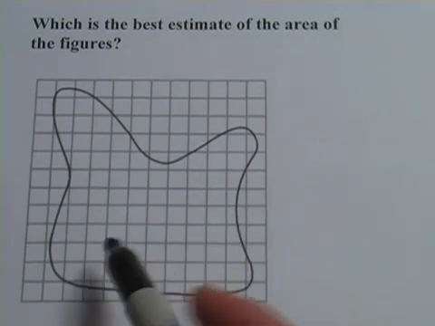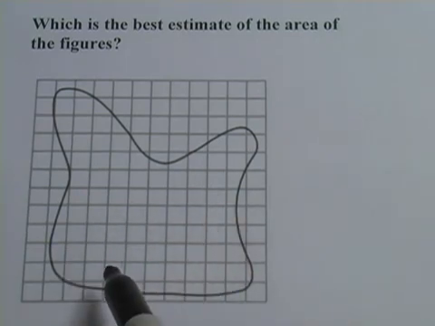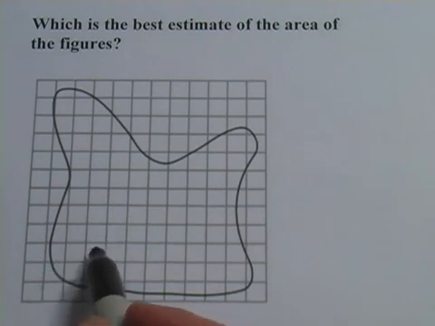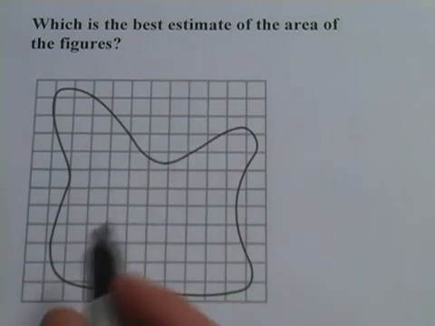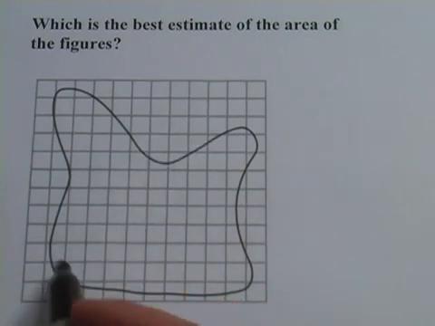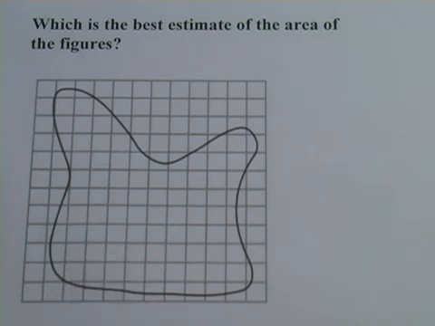The first thing you should know is that when you see a grid like this with a shape on it, you can think of these grid boxes each as one unit. They're not telling us this is centimeters or meters or feet or whatever. So when we come up with the area, we'll say it's this many square units.